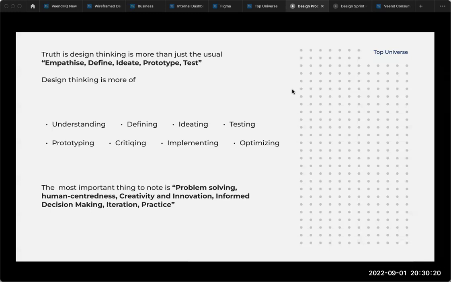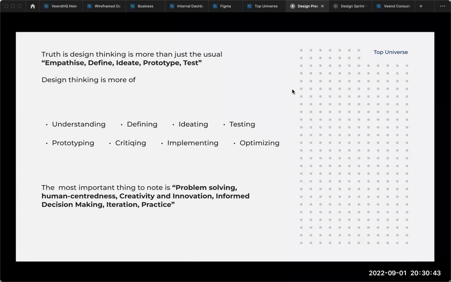Now you have to understand what you're working on, understand the project you're working on. You have to define, you have to ideate, you have to test, you have to prototype. You may be wondering why testing comes before prototyping. It's because after understanding, you define your process, then you ideate, then you have to test it with real people to see how this thing will work. You test your prototype, then you critique.